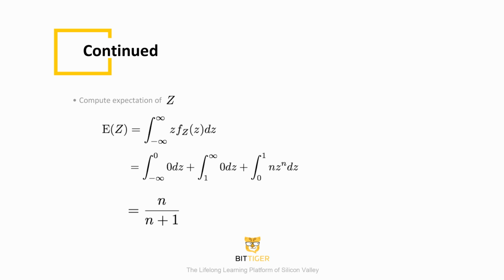The final step is to compute the expectation of z by integrating z times f_z of z, which equals n over n plus 1. So the expectation of the maximum of n random variables equals n over n plus 1 if all random variables follow standard uniform distributions.